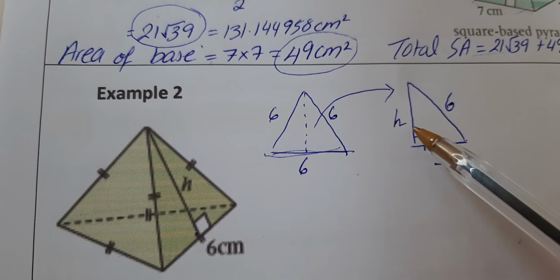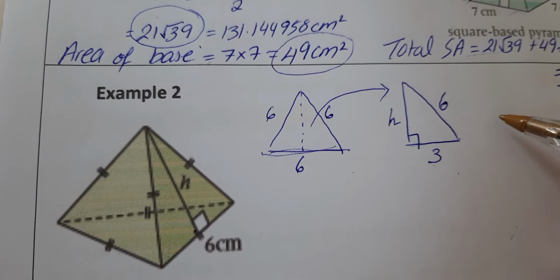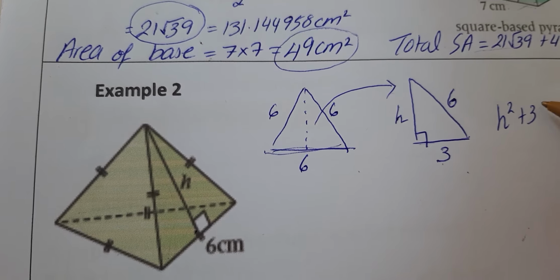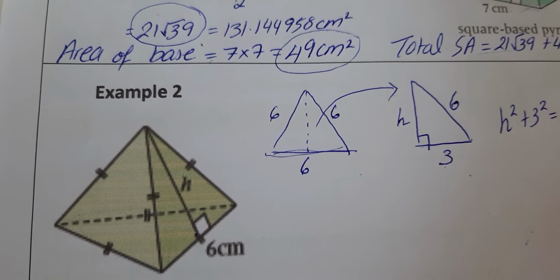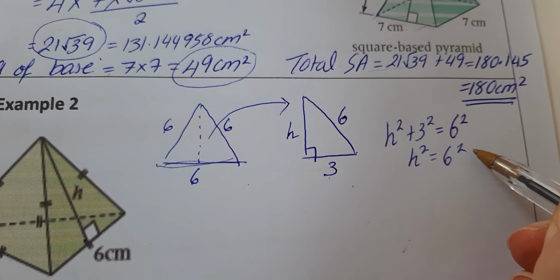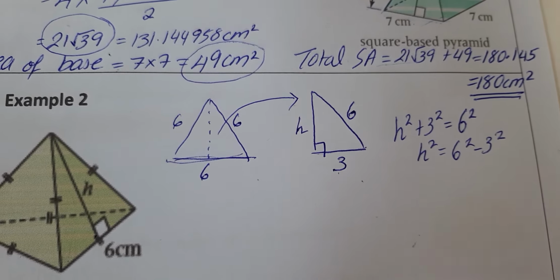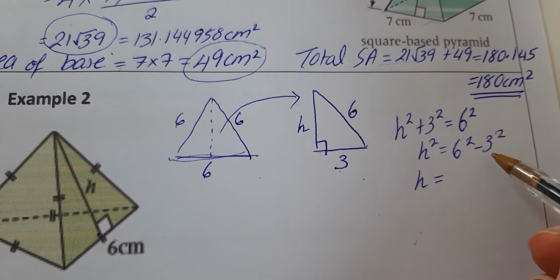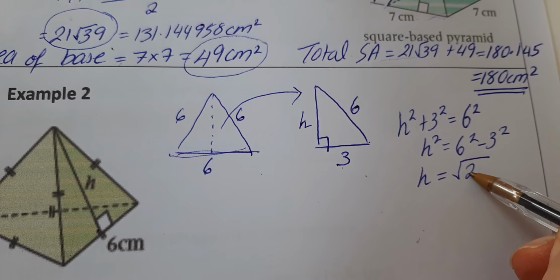All right, so if I sum the squares of the 2 perpendicular sides, H squared plus 3 squared, I will come to the hypotenuse squared. So H squared equals the hypotenuse squared minus 3 squared, which will come to 27. 36 minus 9 is 27, so the square root of 27.